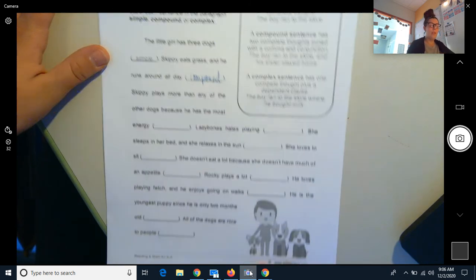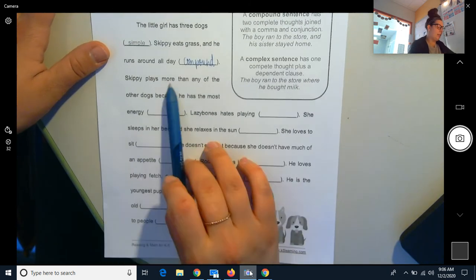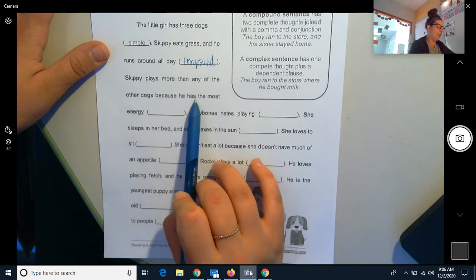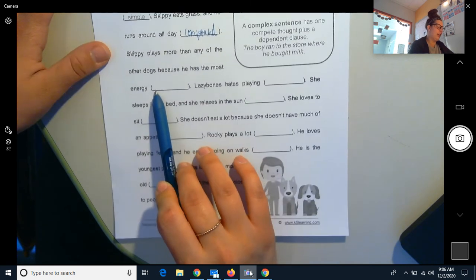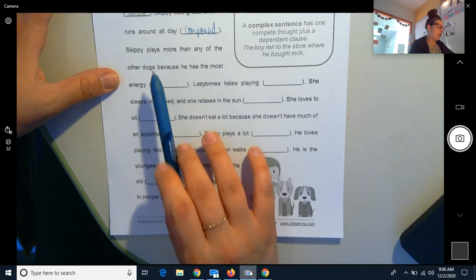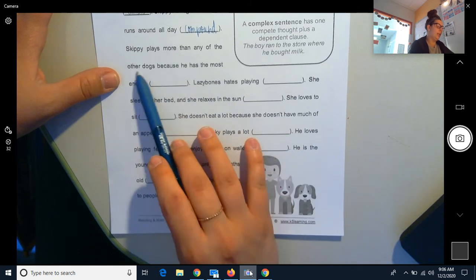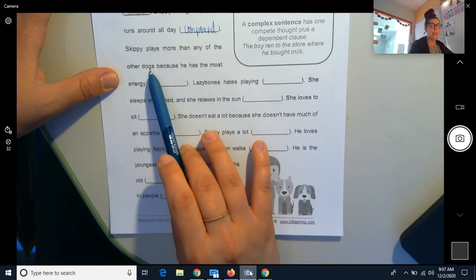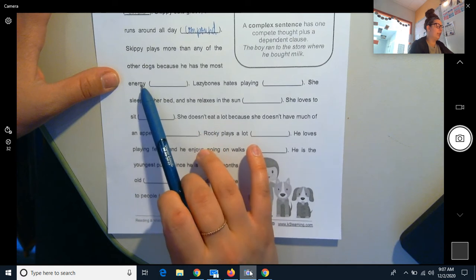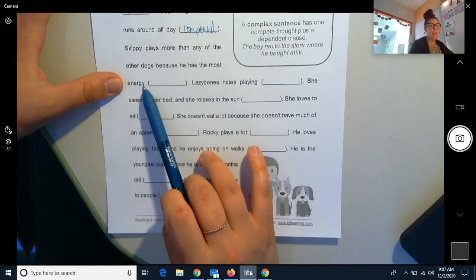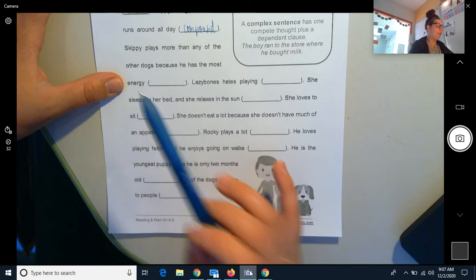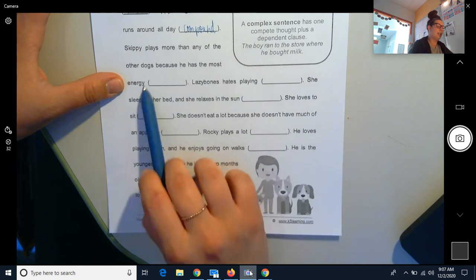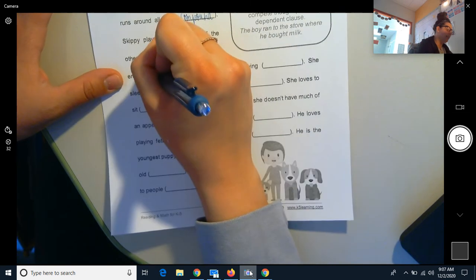Okay. Then it says Skippy plays more than any of the other dogs because he has the most energy. Now we need to look here and see Skippy plays more than any other dogs. Is that a complete thought? Yes. Because he has the most energy. That's not necessarily a complete clause. This is a complex sentence because it is a dependent clause there. So this is complex.